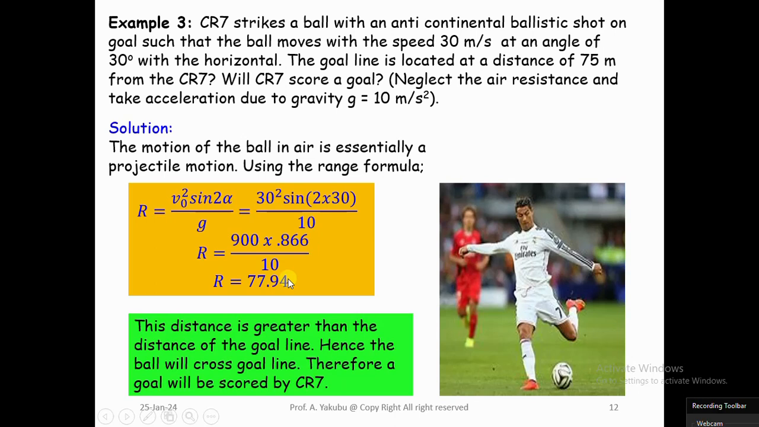Remember, the distance from where the shot was taken to the goal line is 75 meters. And if we have solved this to be 77.94, what you need to do to know if Cristiano Ronaldo will score the goal is to see if the ball falls behind the 75 meter line. So we conclude that this distance is greater than the distance of the goal line, hence the ball will cross the goal line. Therefore, a goal will be scored by Cristiano Ronaldo.